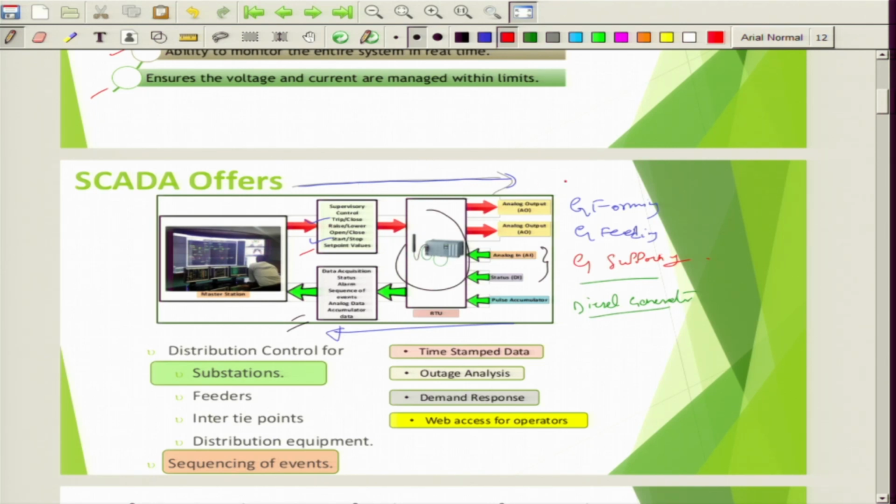So SCADA offers distribution control for substations, feeders, intertie points and distribution equipment. There will be sequencing of events, like once the relay has sensed, the relay is triggered, there is a circuit breaker action, and owing to that, some converters may pitch in and be asked to form the grid. There is a sequence of events being administered, and also there is timestamp data. This is one of the key features of a SCADA system.